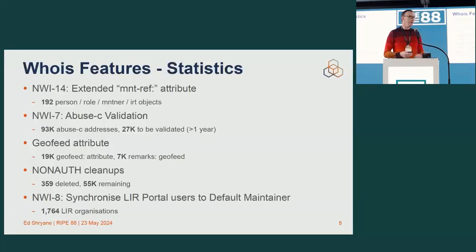Abuse C validation. There are 93,000 Abuse C addresses in the database. We're a little bit behind with our validation, because the registry services team has been very busy with billing. The first half, we are aware of it, we're keeping track of it, and we will be focusing more on validation. So by the end of the year, we will have every Abuse C validated according to policy.